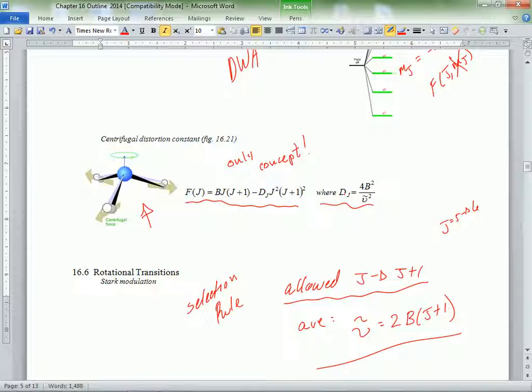Isn't that crazy? How many of these do you need? You only need one of them, because this is J plus 1. I know, that's just what the book's doing. But I'm glad you noticed that.